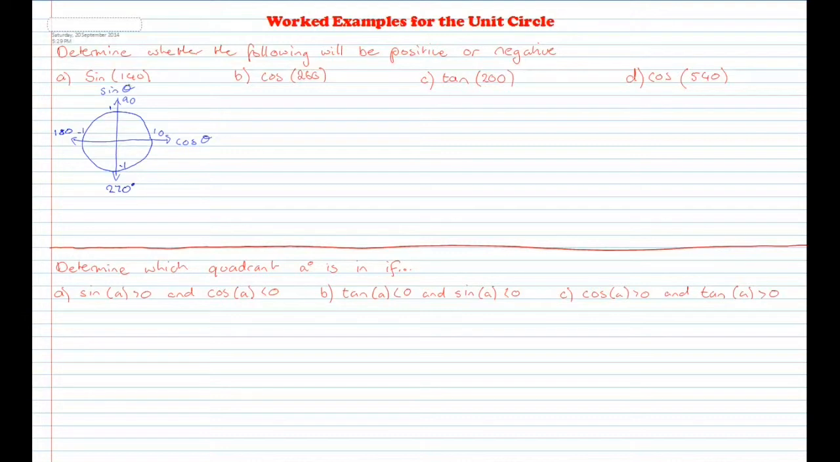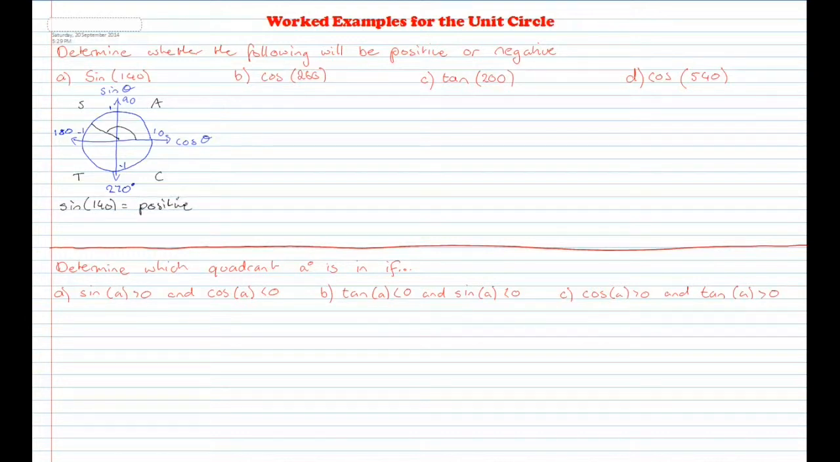Now let's go through and actually plot our line, that is where our angle will be. So it says sine of 140 degrees. So I start off at 0 and I go around to 90. Now 140 is more than 90 but less than 180. So therefore 140 degrees is going to be roughly here, like so. And that there is going to be 140 degrees. So it says sine of 140, and if I have a think about it, I know that all stations to Croydon, I know that sine will be positive in the second quadrant. And because it says sine of 140, I know that sine of 140, because it's in the second quadrant, will be positive.